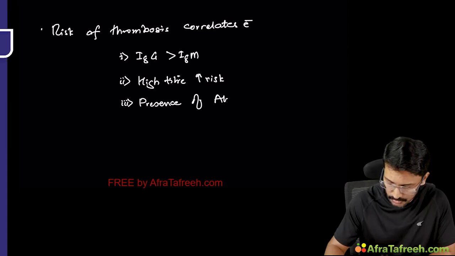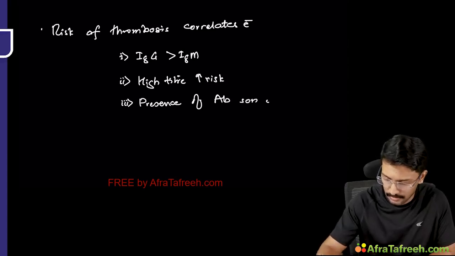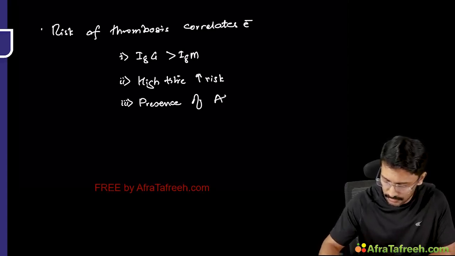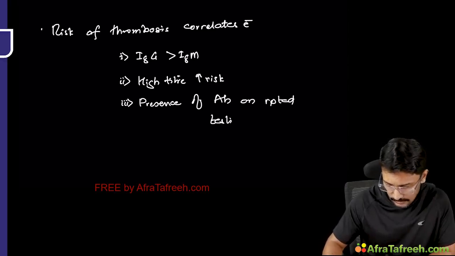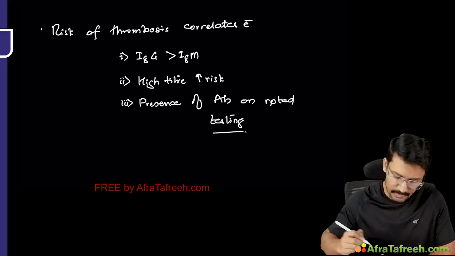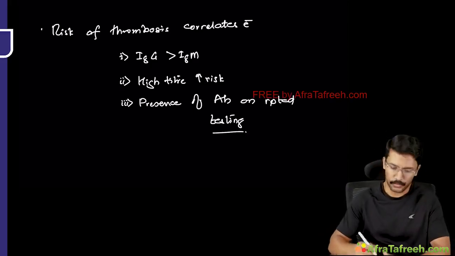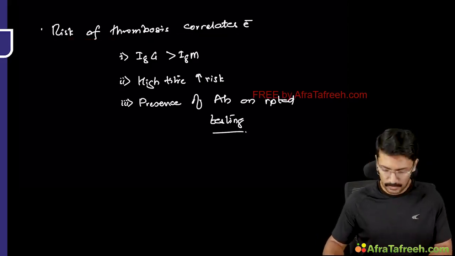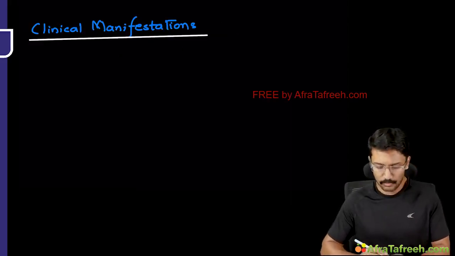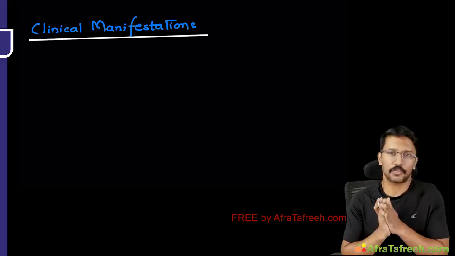If you have antibodies on repeated testing, that also indicates that there is a higher risk of developing arterial or venous thrombosis. Clear? Okay. So these are the points we need to know about the risk of thrombosis and antibody. Now, after having understood the antibodies, let us talk about the clinical features.